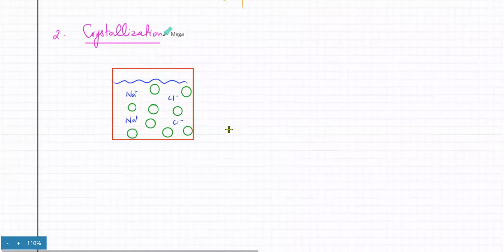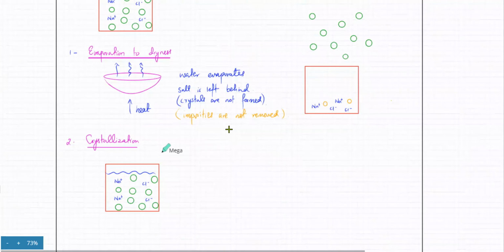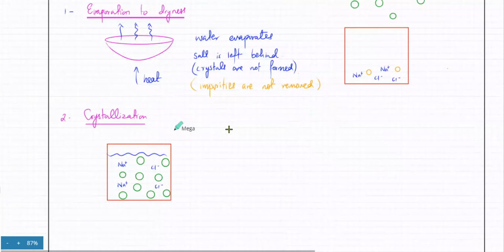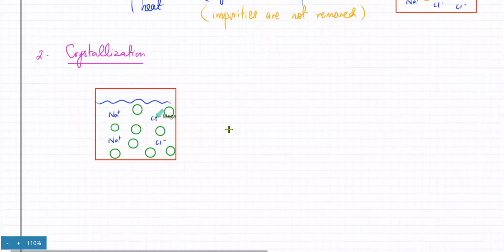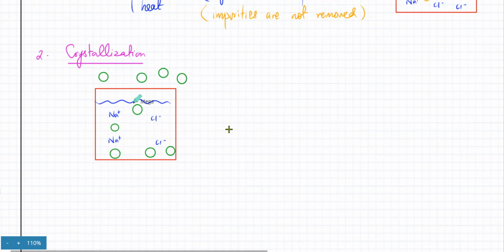You have these molecules. The salt is completely mixed. Now you're not going to evaporate all the water. You're not going to do the first thing. You're not going to strongly heat it and evaporate it to dryness. What you're going to do is instead remove some of the water molecules. Just do a little bit of evaporation, but leave some of the water molecules behind so that there's still some solution left.